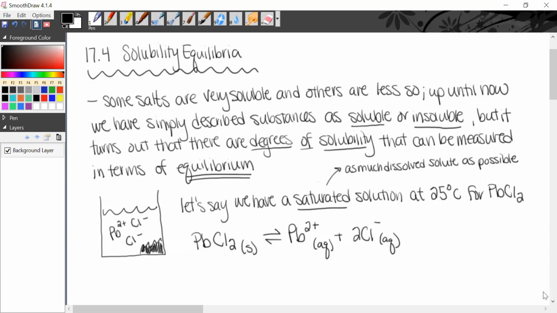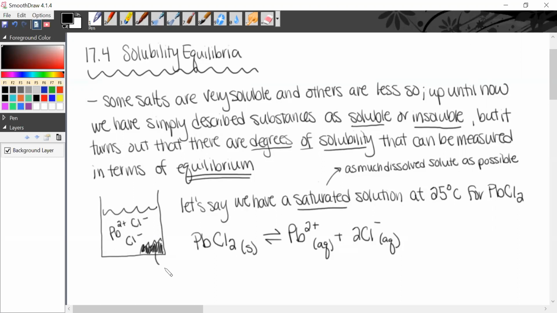Okay, so let's say we have a saturated solution. That means that you've got your maximum amount of dissolved ions. We'll consider only ionic salts here for this conversation. So you've got as many ions as possible. Let's pretend in this diagram that this is saturated. That means that this volume of water has as many dissolved lead and chloride ions as possible. And you'll notice that I showed 2 chlorides for every 1 lead because the formula for the salt is PbCl2.